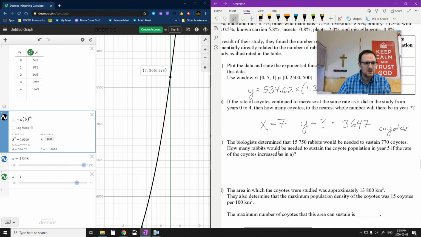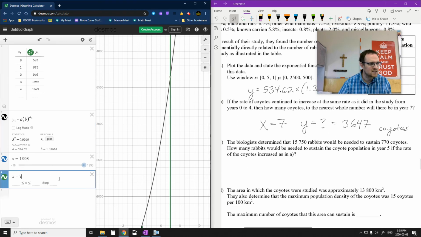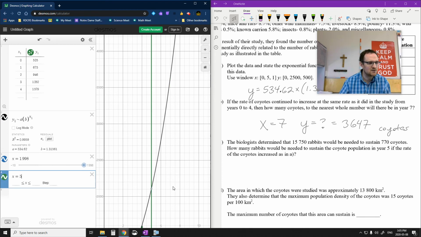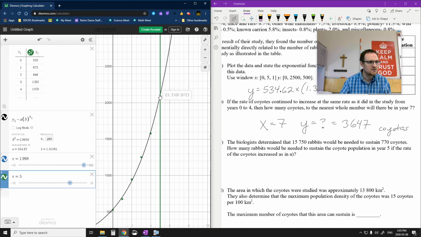Okay, so this question here just says, the biologists determined that 15,750 rabbits would be needed for 770 coyotes. Right, so you need a lot of rabbits to feed those coyotes. How many rabbits would you need to sustain the population at year 5? I don't have year 5 in my chart, but I wouldn't use the number from my chart either. I'd always use the number from the regression. So I'll put an x equal to 5 here instead. So here we have 2,107 coyotes.